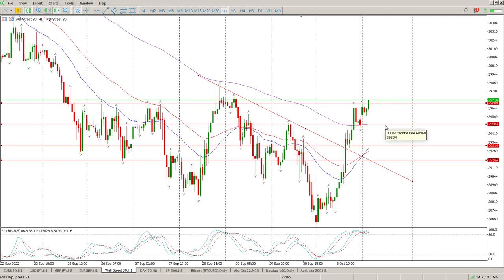So starting at the bottom, we have a trend line down here that intersects some resistance, what was resistance. We want to turn it to support. So this is my first area, 29,186. If we can get back to that area, great opportunity to buy in my view.